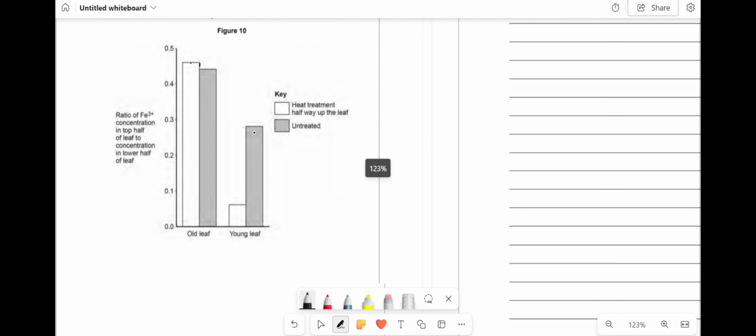So in this figure, again, always look at things one by one. On the y-axis, I can see it's a ratio of Fe3+ in the top half to the lower, right? Here I've got old leaves and young leaves. As well as that, the dark gray is untreated and the brightest has been given heat treatment. So compare one by one.